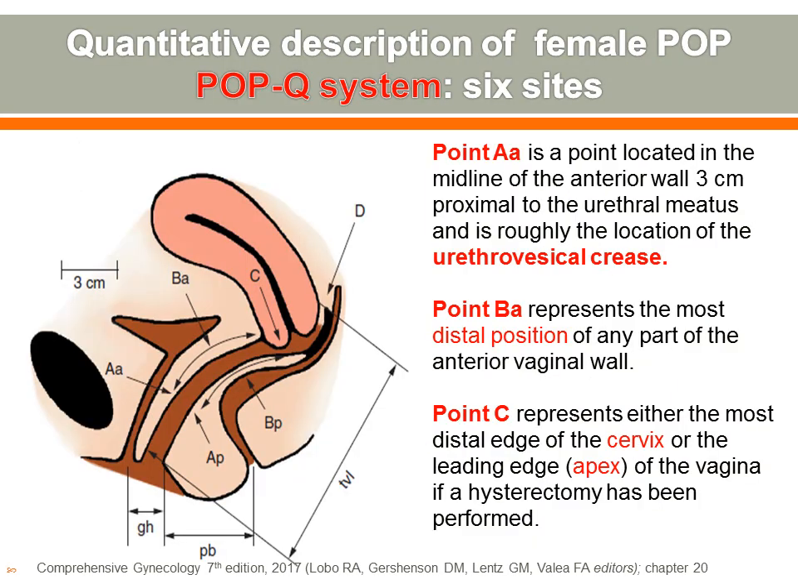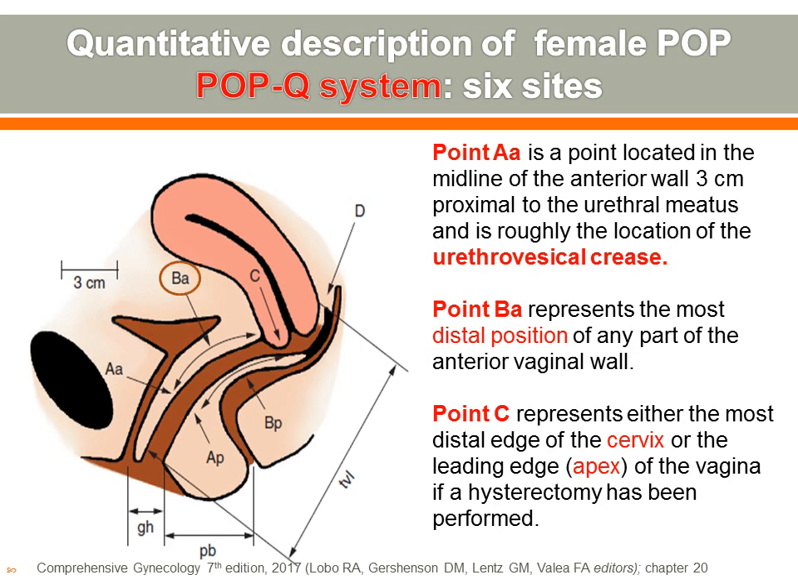So now, this is the newest and the most updated way of quantifying or quantitatively describing pelvic organ prolapse, and this is what we call the POP-Q system. So in here, we have 6 sites in the POP-Q system. That's point Aa, point Ba, point C, point D, point Ap, and point Bp. So we'll discuss each of these 6 sites. Point Aa is a point located in the midline of the anterior wall, 3 centimeters proximal to the urethral meatus, and is roughly the location of the urethrovesical crease.